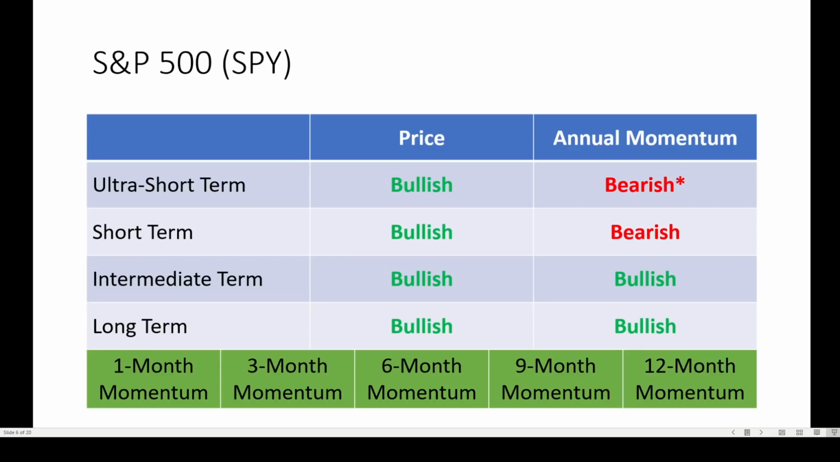Let's get right into it. So we've got the now new and improved 1 and 12 month. They're not new and improved, we just have them here. You can see them for a change. So on the S&P 500, annual momentum is just showing a little bearish signal there on the ultra and short term. Not much to get excited about in terms of that.